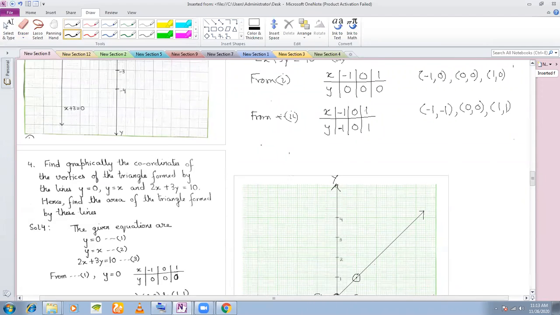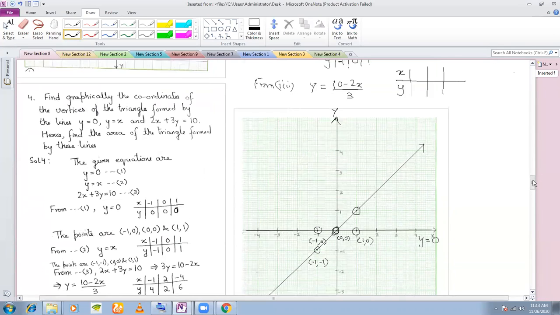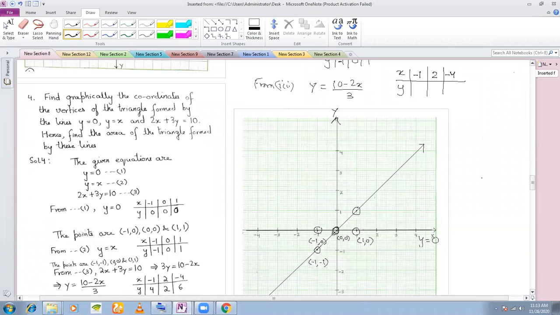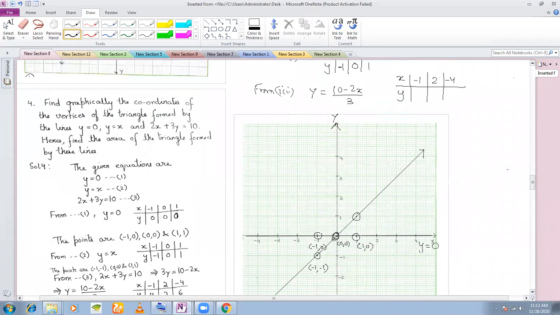And now finally, the third line. You write y in terms of x, so you get y is equal to (10 minus 2x) by 3. And you plot the points. You take various values of x and y. I have taken x as minus 1, 2 and minus 4, because for 0 I was getting a fractional value. If you put 0 you get 10 by 3, which is fractional, so I avoided that value. The corresponding values of y that I got were 4, 2 and 6.